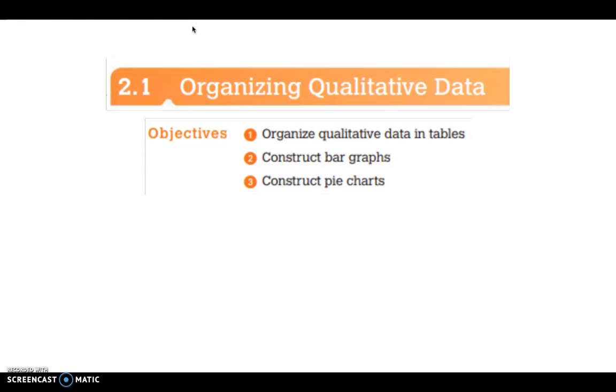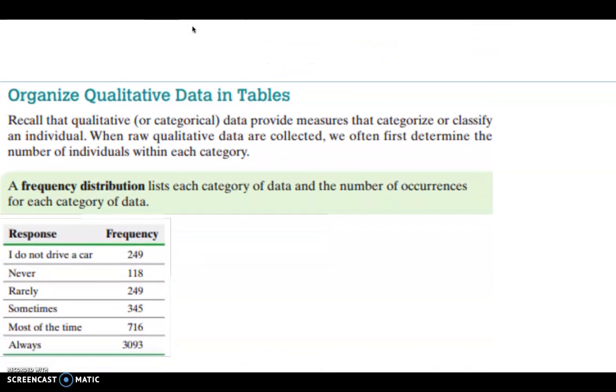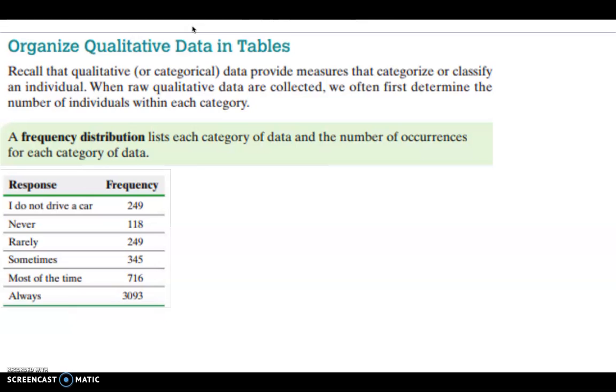So for this lesson, we're going to organize qualitative data into tables. We're going to construct bar graphs and pie charts. Now, you're not going to need to test your artistic ability. We are going to use a program called StatCrunch to create these bar graphs and pie charts to make them look really nice and presentable for us. So the first thing we're going to do is look at organizing qualitative data into tables.